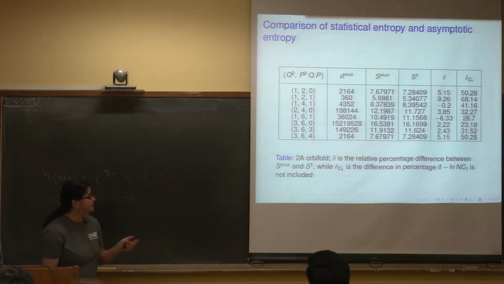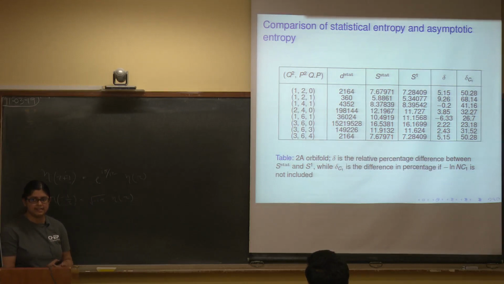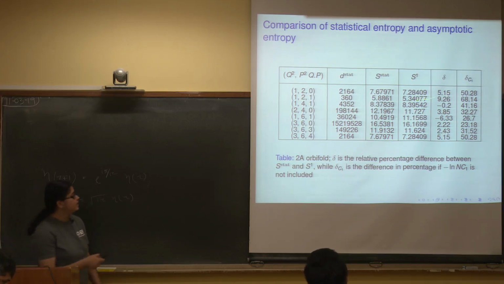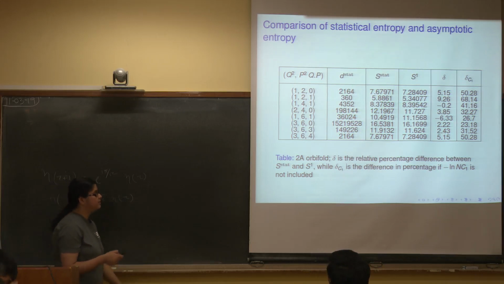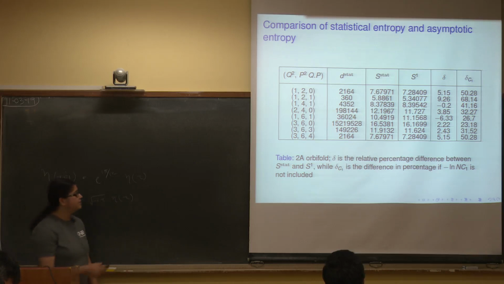Now the saddles: if you compare the statistical entropy of the leading saddle and the asymptotic one, S stat is when you compute it just from the minus B6, and S1 is with the leading saddle, then the difference, this delta difference, is actually quite low. But if you don't take the C1, then the relative percentage difference is around 30% on average.